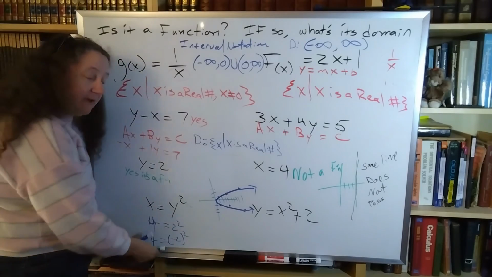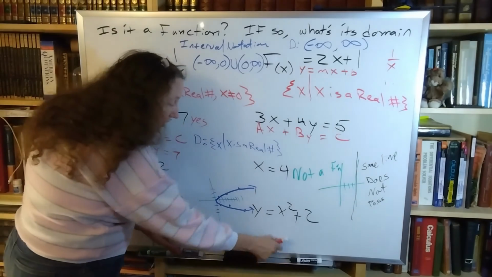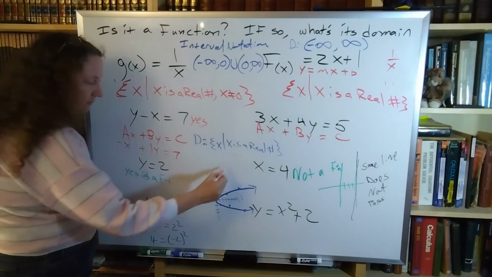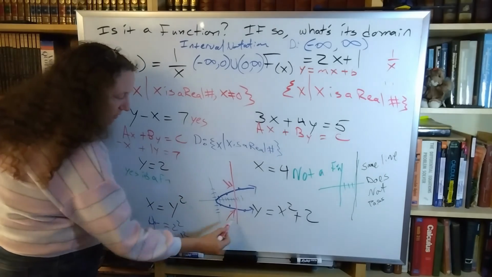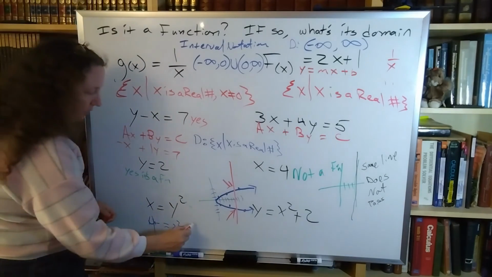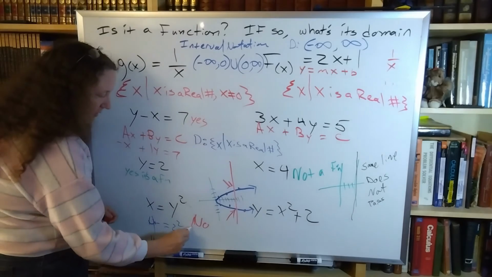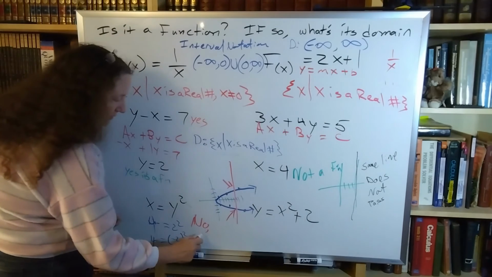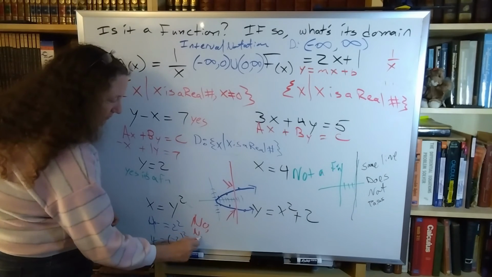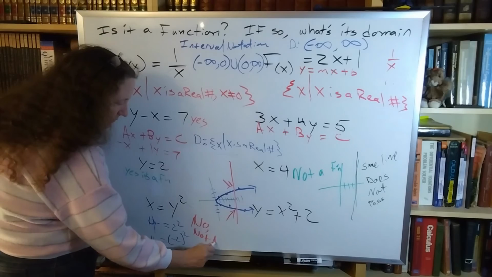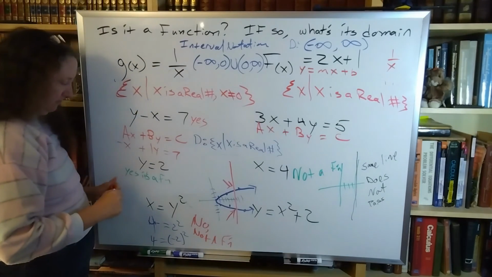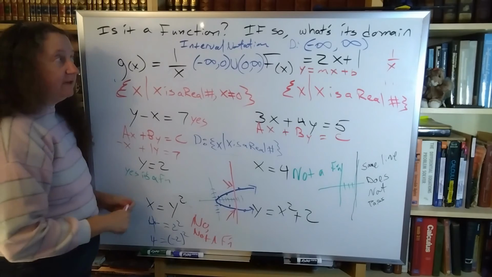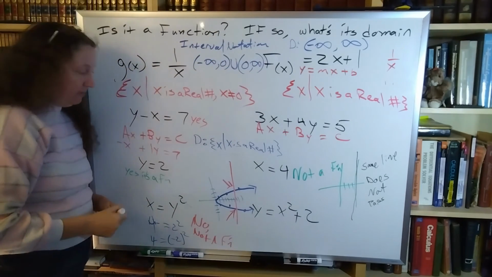Now, if I do my vertical line test on this, it crosses at 2 points. So no, this is not a function. So because it's not a function, I don't have to worry about what the domain is.